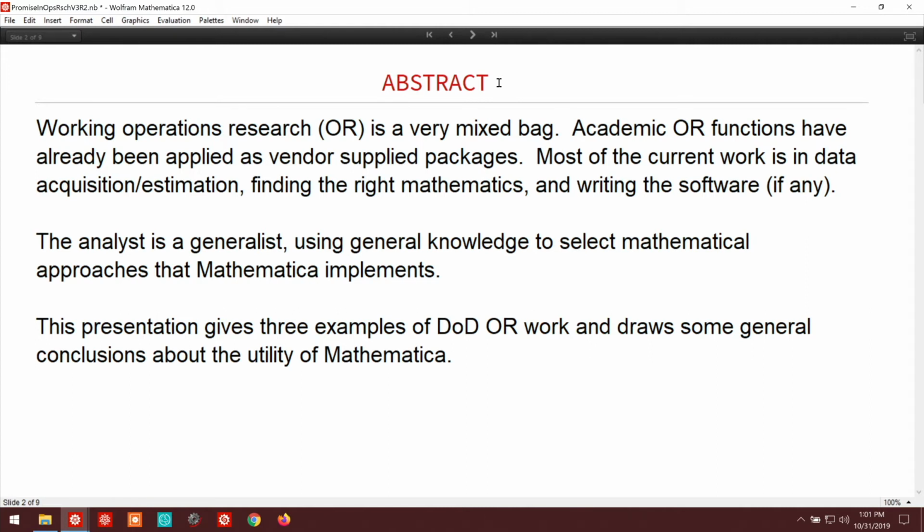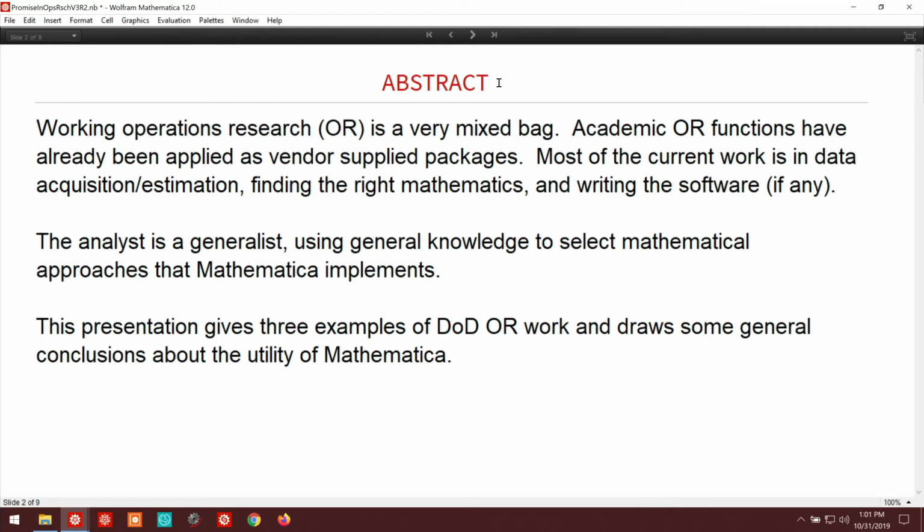So let's go. Working operations research is a very mixed bag. Academic operations research functions have already been applied wherever they can be applied as vendor supply packages that are programs of record that I can't touch. So most of the academic OR functions are things I never use. They've already been used. Most of the current work that you actually run into is in data acquisition, estimation, including data cleansing and finding out how to hook up to the local computer system, finding the right mathematics to use, and then writing the software.